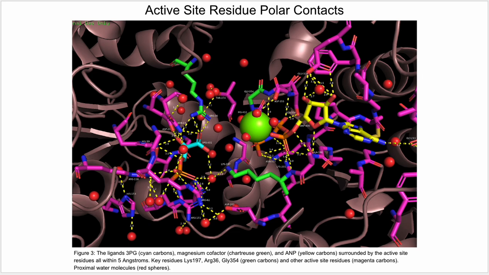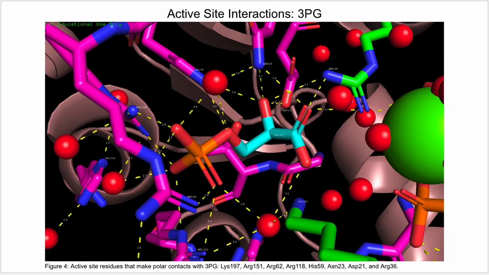Figure 4 here shows the interactions with 3PG, and the active site residues that interact with 3PG are lysine 197, arginine 151, arginine 62, arginine 118, histidine 59, asparagine 23, aspartic acid 21, and arginine 36.